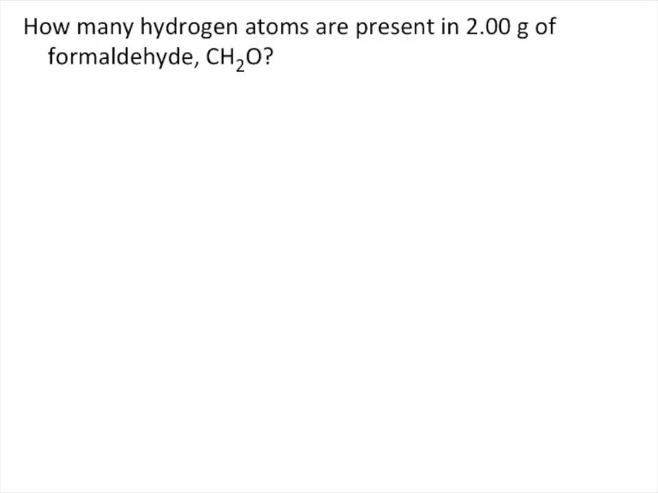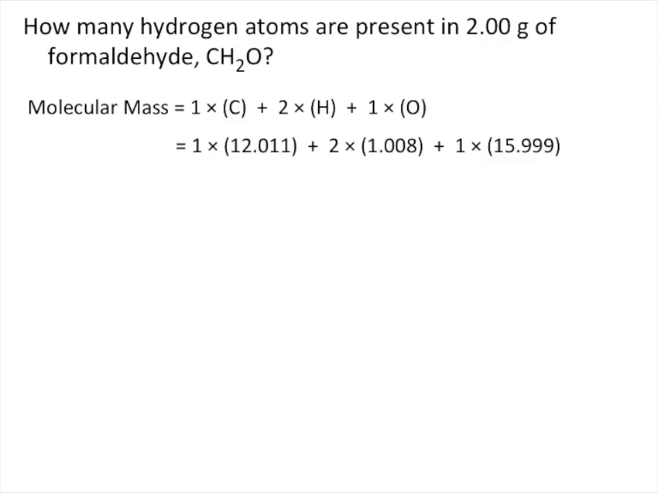So the first part in this problem is we need to find the molar mass of formaldehyde. To do so, you take the mass of carbon plus 2 times the mass of hydrogen plus the mass of oxygen. So that would look something like this. And you'll get the mass of formaldehyde in atomic mass units or grams per mole, which is the one we want. So the next step in the problem is to write down the number you're starting with, grams of formaldehyde.